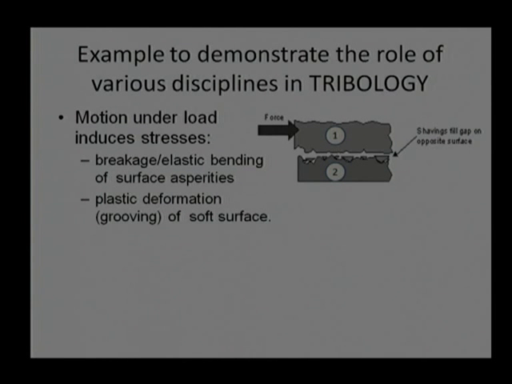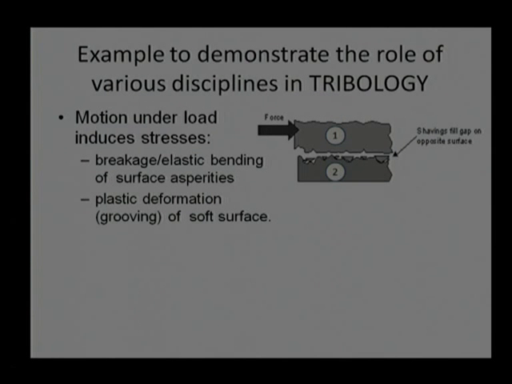In that situation, there are a number of possible outcomes. One is elastic bending of asperities. The second possibility is breakage of surface asperities, and the third is plastic deformation of the soft surface. What is the meaning of that? If one surface is much softer compared to the other, the harder surface will plow the soft surface and cut a number of grooves in it.